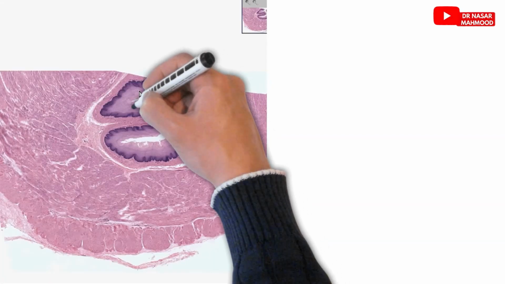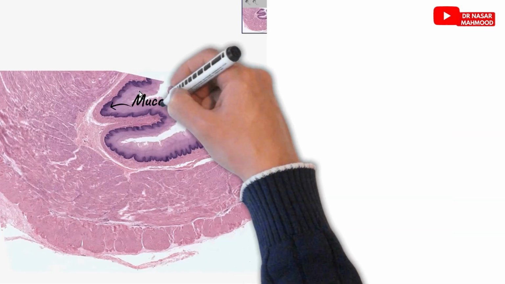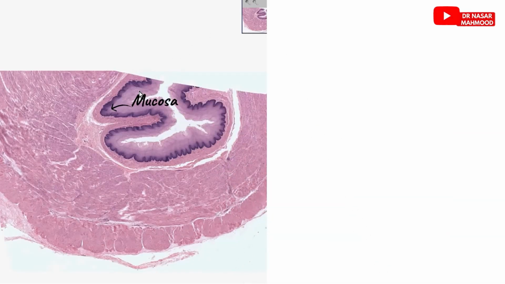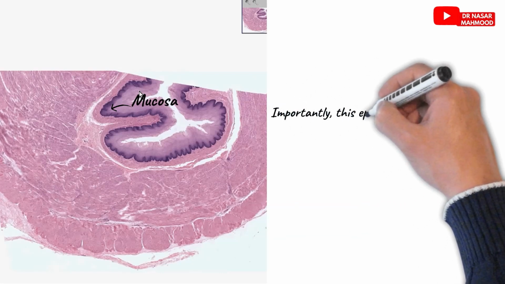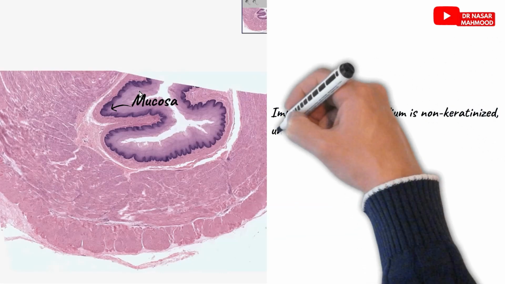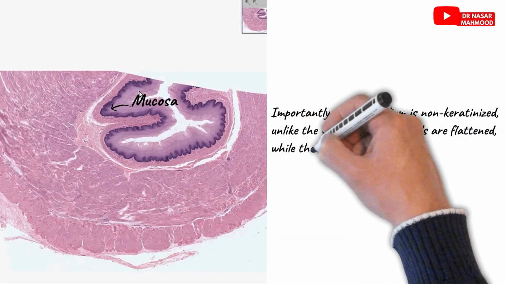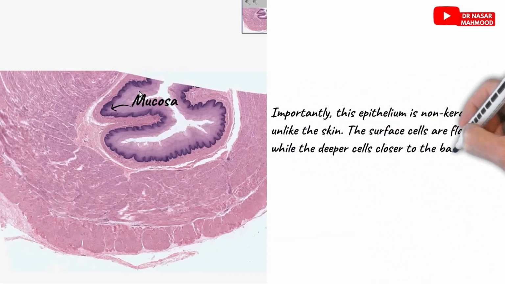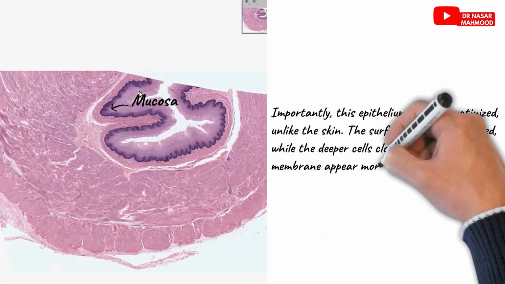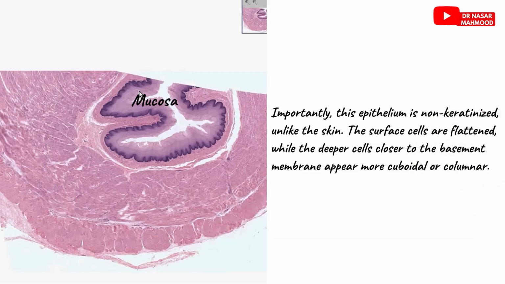The innermost layer of the esophagus is the mucosa. The mucosa is lined by stratified squamous epithelium, which provides protection against abrasion as the food passes through. Importantly, this epithelium is non-keratinized, unlike the skin. The surface cells are flattened, while the deeper cells closer to the basement membrane appear more cuboidal or columnar.